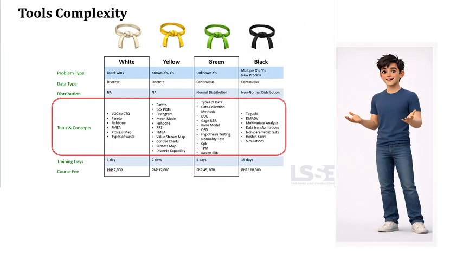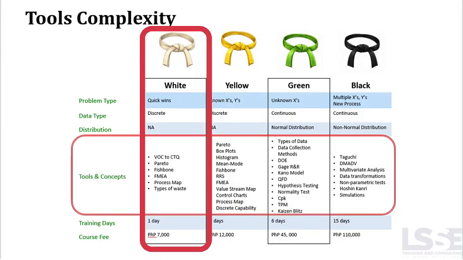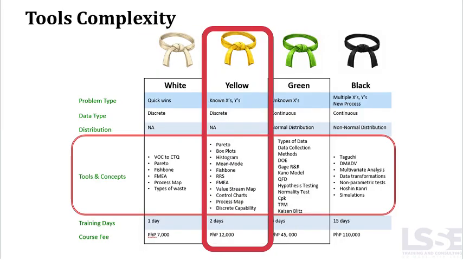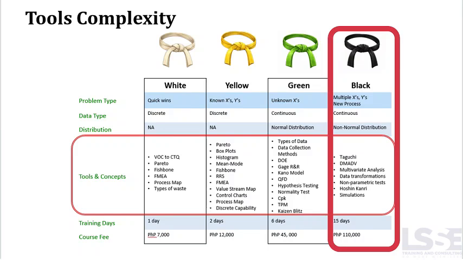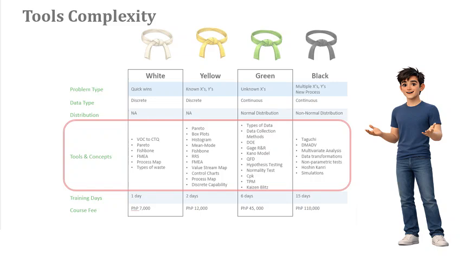So if we look at the journey, the belt levels represent a progression in problem-solving capability. White belt helps you identify quick improvements. Yellow belt helps you analyze and refine processes. Green belt equips you to lead data-driven improvement projects, and black belt prepares you to solve complex organizational problems and design new systems. Understanding this progression helps you decide where to start and how to grow your skills over time.